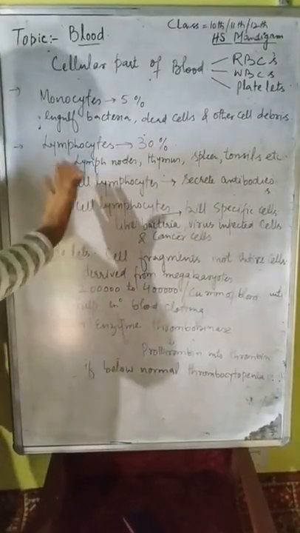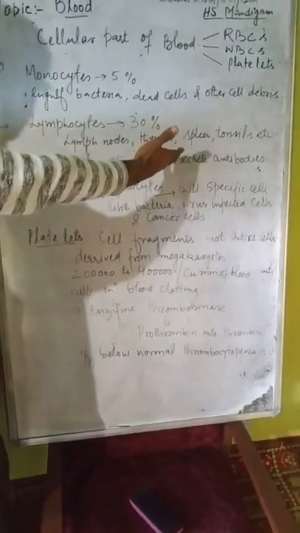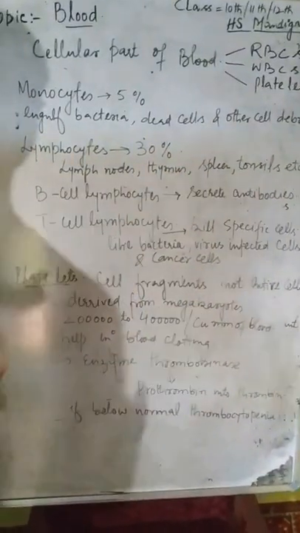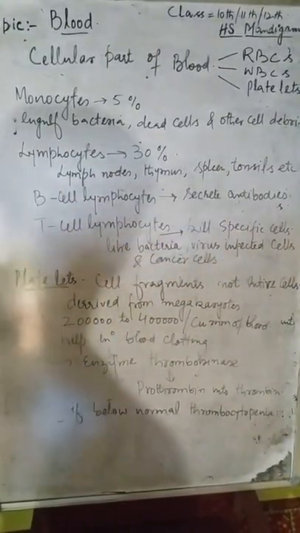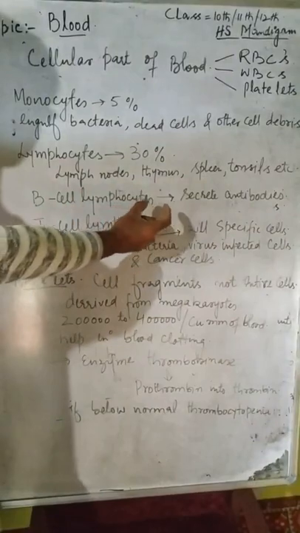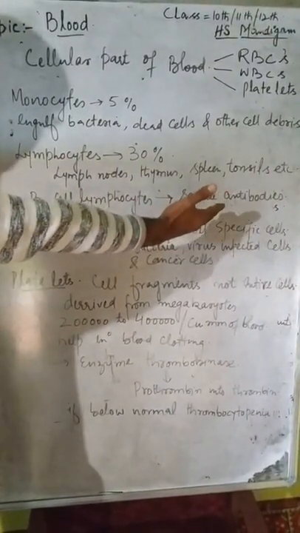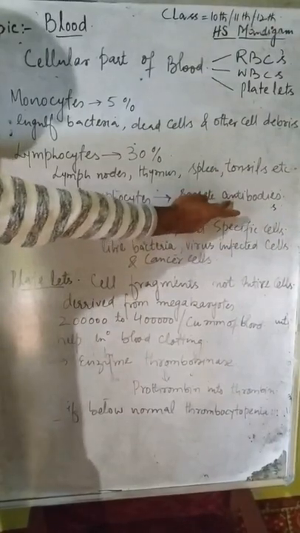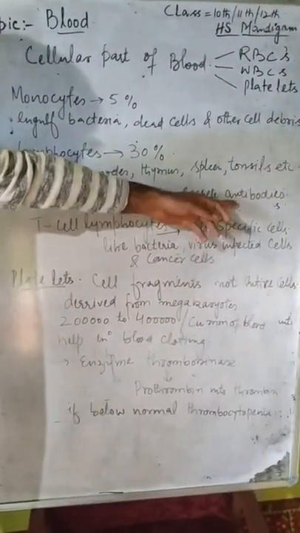They are found in the lymph nodes, in the thymus, in the spleen or tonsils, etc. Then there are 2 types of lymphocytes. They are B cell lymphocytes and T cell lymphocytes. B cell lymphocytes secrete an important protein called antibodies into the blood, and those antibodies are responsible for protecting us against any foreign particles.